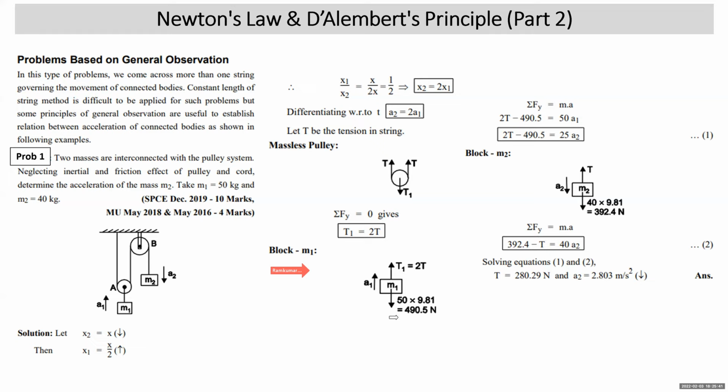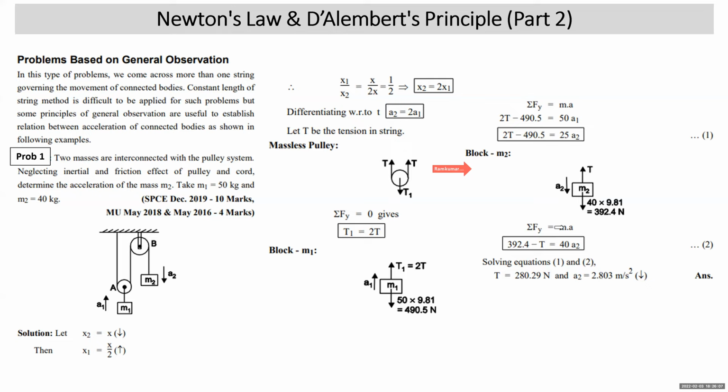Right, you got one equation. Then block M2. When we talk about block M2, weight vertically down, 40 into 9.81. This is tension T upward, right? Its acceleration is down. Apply sigma F is equal to MA. I'll take 392.4 as positive, since force in the direction of acceleration is taken as positive. 392.4 minus T is equal to 40 A2.